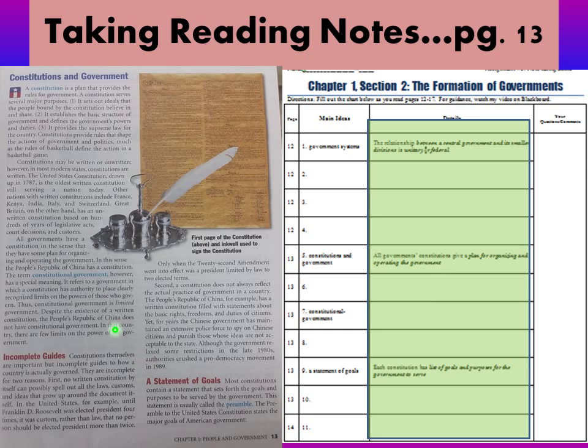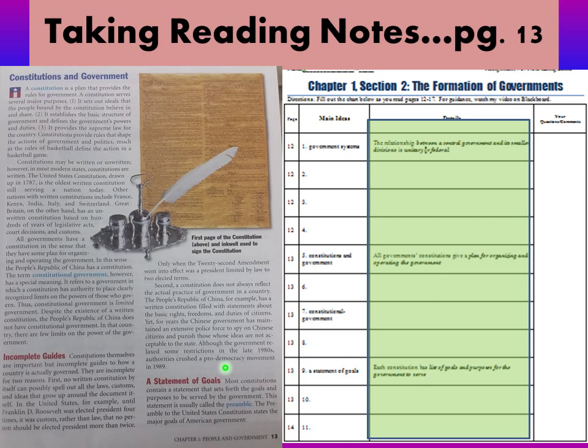So if you want to, you can put this first sentence here, or give the reasons they're incomplete. They can't possibly spell out the laws and customs, and 2, they don't always reflect the actual practice of government in a country. So you can put those 2 reasons, or you can just put that first sentence here in the incomplete guides section. Okay, now I'm going to go on to a statement of goals.